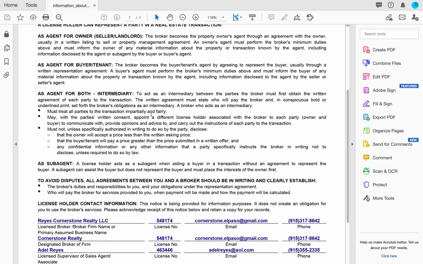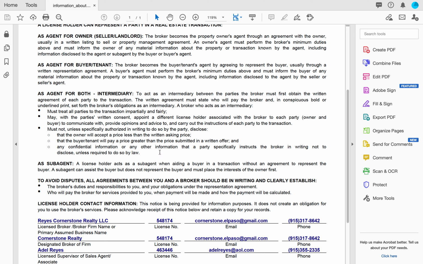Now here you go, as agent for both, as an intermediary. To act as an intermediary between the parties, the broker must first obtain the written agreement of each party to the transaction. When you hear written agreement, that means there's another form. Okay, so there's a notification that you are in an intermediary situation. The written agreement must state who will pay the broker and, in conspicuous bold or underlined print, set forth the broker's obligations as an intermediary. A broker who acts as an intermediary must treat all parties to the transaction impartially and fairly.